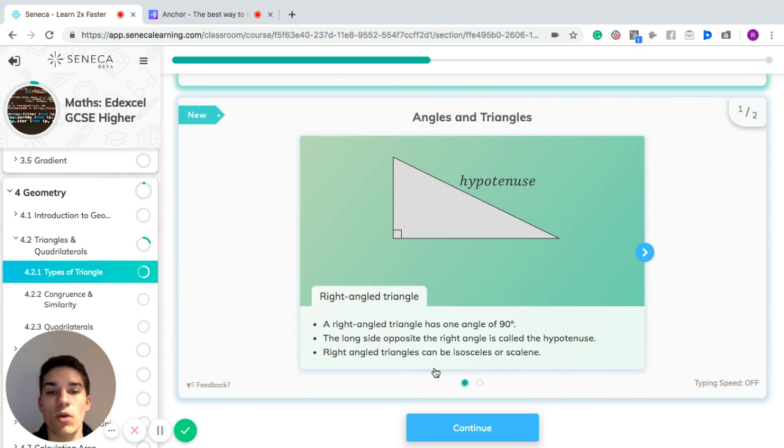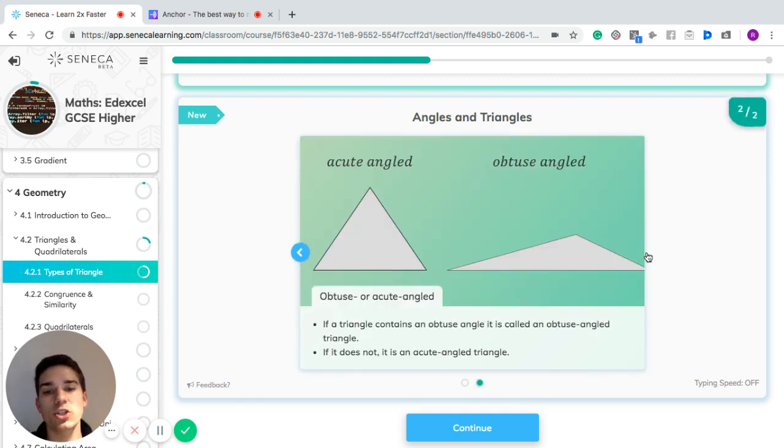Now, there are a few different bits you need to know about triangles as well. So, first of all, a right-angled triangle is one that has an angle of 90 degrees in it. And the longest side of a right-angled triangle is called the hypotenuse. That's actually the case for all triangles. The longest side is always called the hypotenuse. Now, the right-angled triangle can also be an isosceles or scalene.